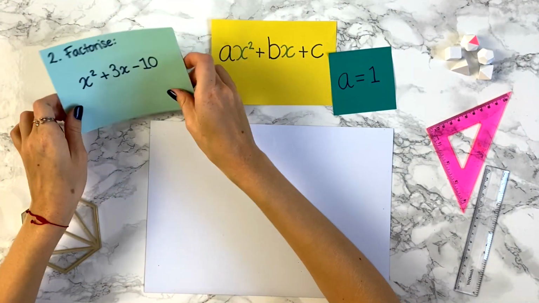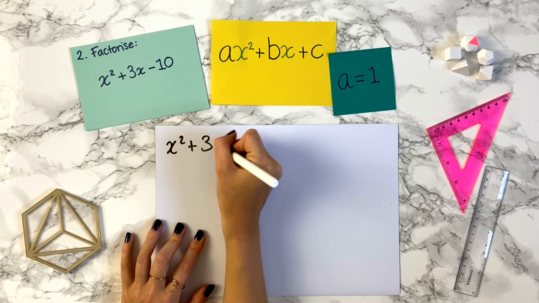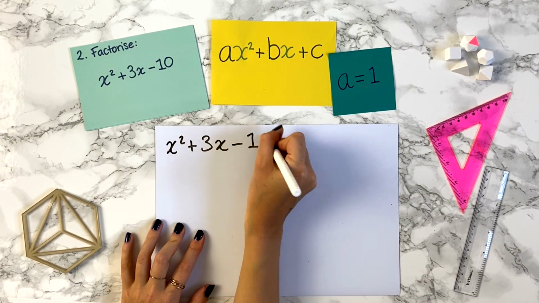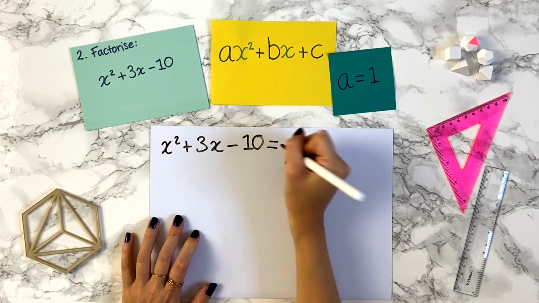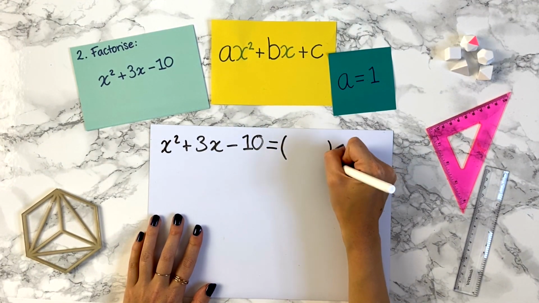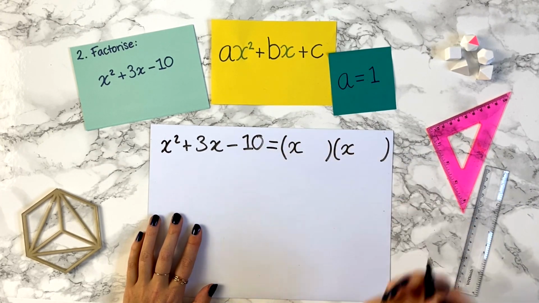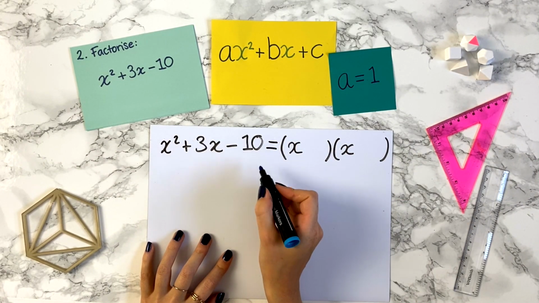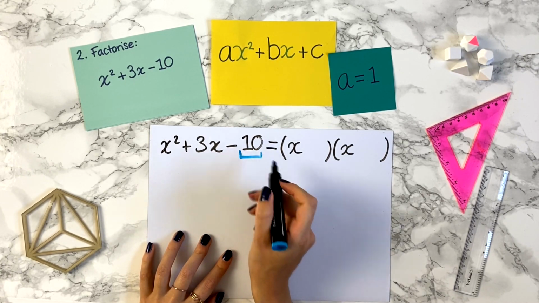Let's try another one. So here we have x squared plus 3x minus 10 that we want to factorise. So remember, our step 1 is we do our equal sign. We do two sets of brackets, and both of them are going to begin with x. Our next step is we write down pairs of numbers that multiply to give this number here, so that final number 10.